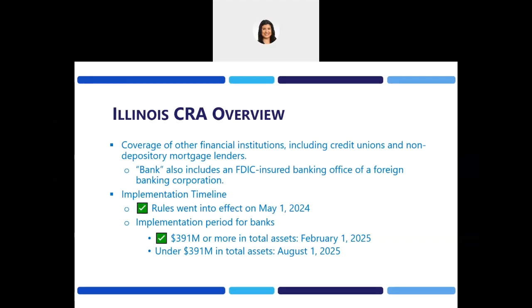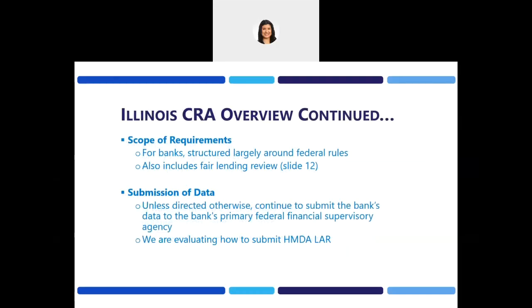The scope of requirements for banks is structured largely around federal rules, but also includes fair lending review, which I'll discuss in more detail later in this presentation. Submission of data, unless directed otherwise, please continue to submit data to the bank's primary federal financial supervisory agency, whether that's FDIC or the Federal Reserve Bank of Chicago or St. Louis. And note that we are evaluating how to submit HMDA LAR.